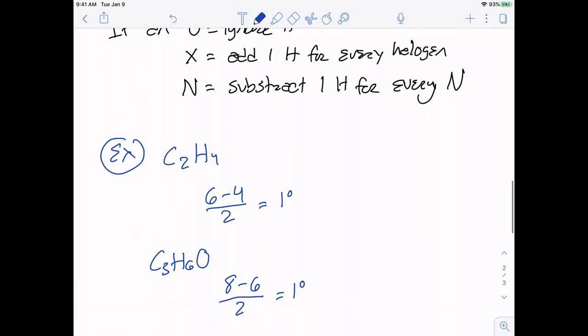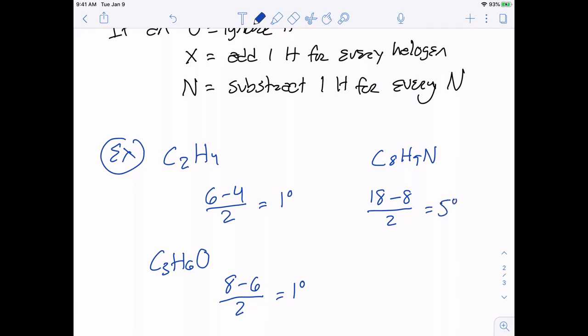Which we do, C8H9N. So I have 8 carbons, 8 times 2 is 16, plus 2 is 18. I have 9 hydrogens, but I also have a nitrogen. So I have to subtract a hydrogen for every nitrogen. So 9 minus 1 is 8. So I'm going to subtract 8 from this, and then divide by 2. So 18 minus 8 is 10. 10 divided by 2, I have 5 degrees.